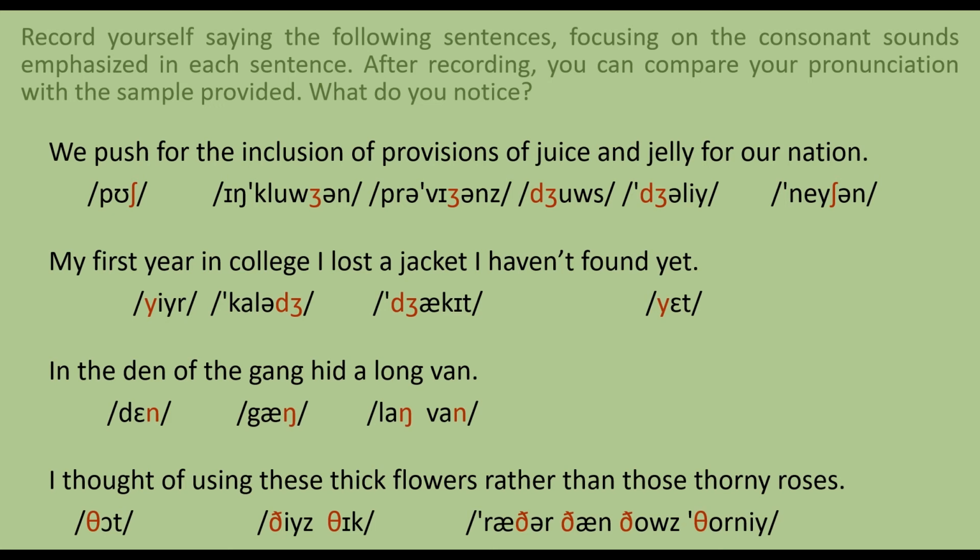Here's the first sample. We push for the inclusion of provisions of juice and jelly for our nation. Number 2. My first year in college, I lost a jacket I haven't found yet. Number 3. In the den of the gang, hit a long van. Number 4. I thought of using these thick flowers rather than those thorny roses.